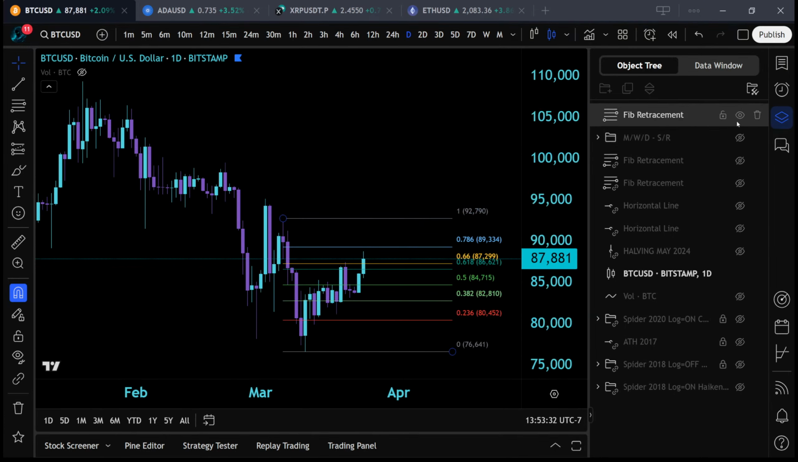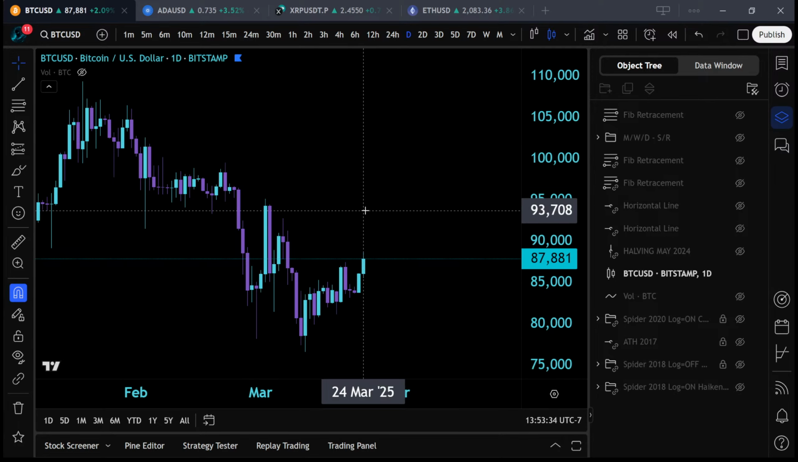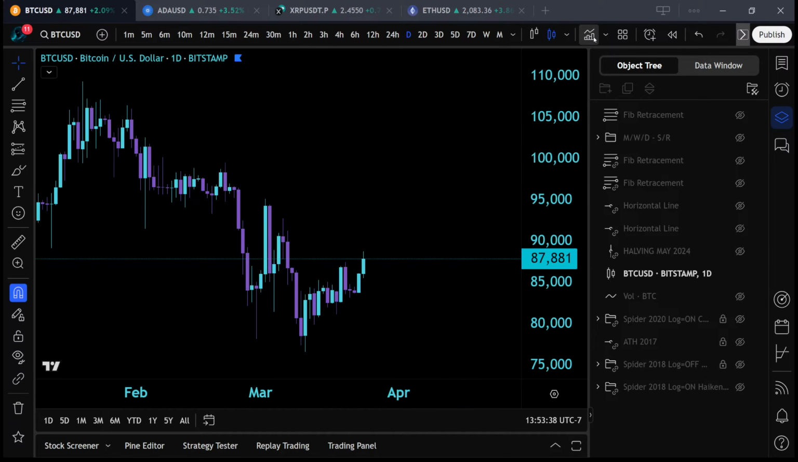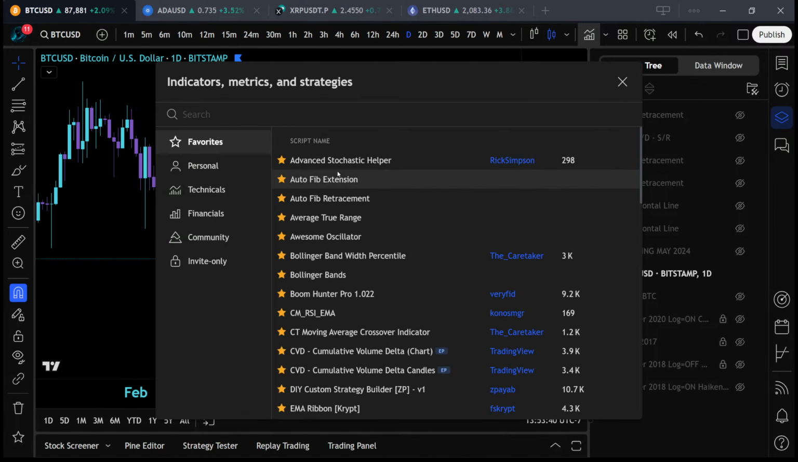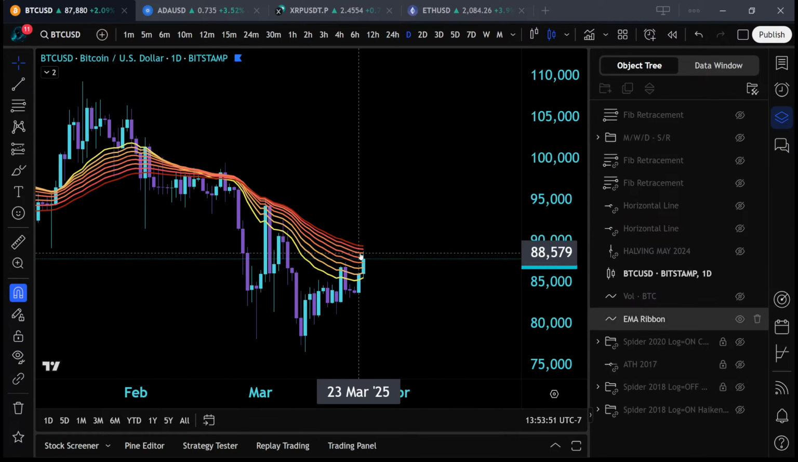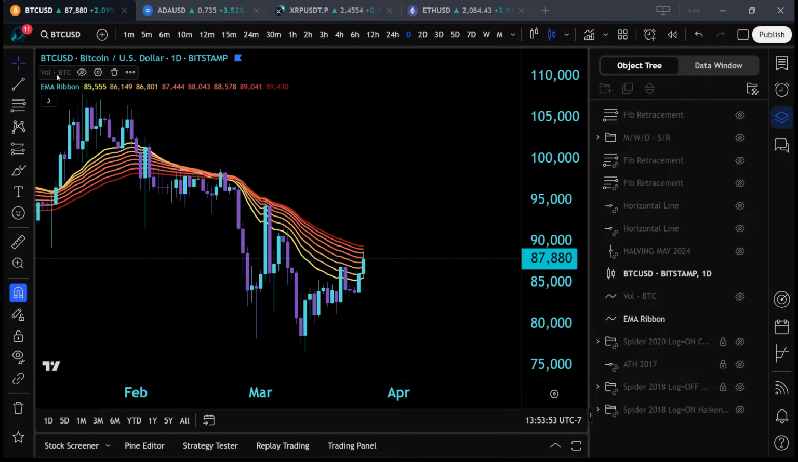So let's get rid of these again real quick. Let's look at another indicator. Let's look at the EMA, see where the EMA is at. It's a little too fancy. I want to keep this simple. Let's just go to the standard EMA here. That is too many ribbons, so let me just fix this real quick.